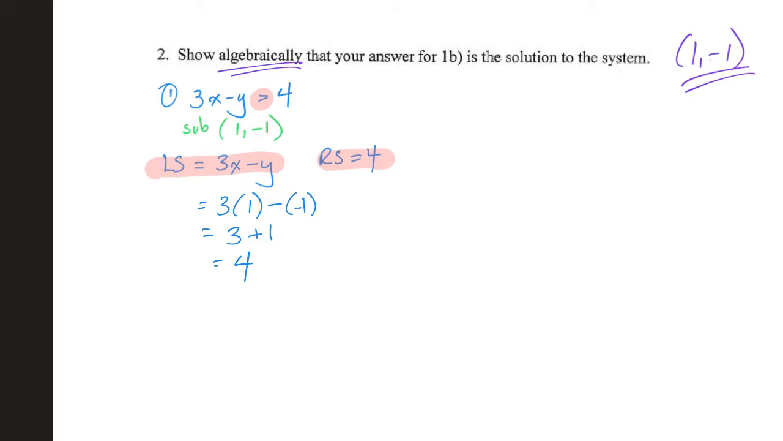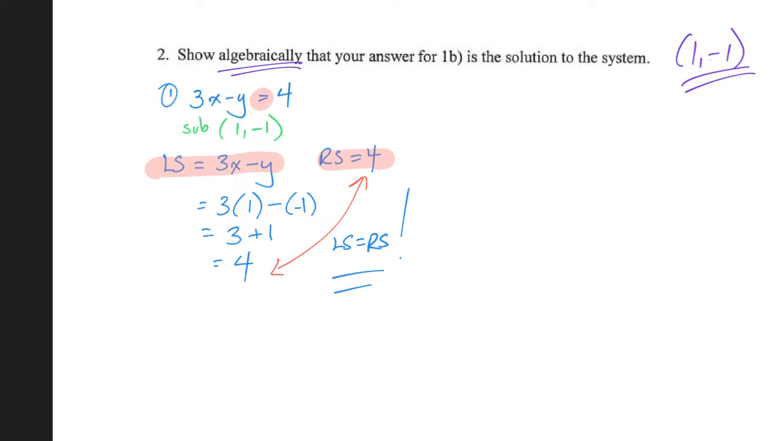I take a look now, my left side equals 4 at that point. What does my right side equal? The same value. And that's what I need. I need my left side to equal my right side. And that has guaranteed that point is on equation 1, or equation 1 passes through that point.